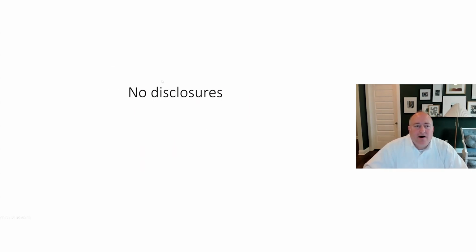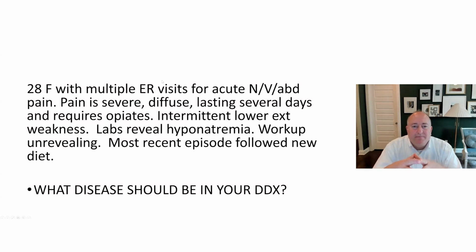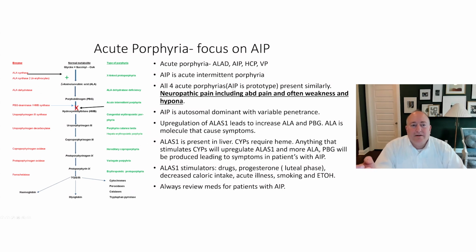So let's say we have a patient that has multiple ER visits. They keep coming in with nausea, vomiting, diffuse abdominal pain. They're starting to develop weakness. They have hyponatremia. So what diseases are in your differential? Well, you should all be thinking of acute porphyria. This is one that is so hard to understand and misunderstood by a lot of physicians in internal medicine.